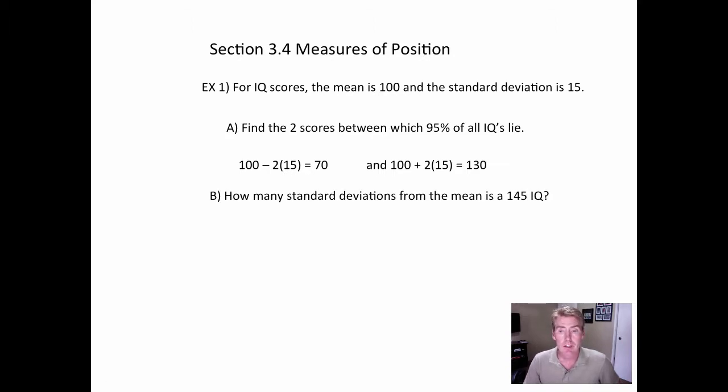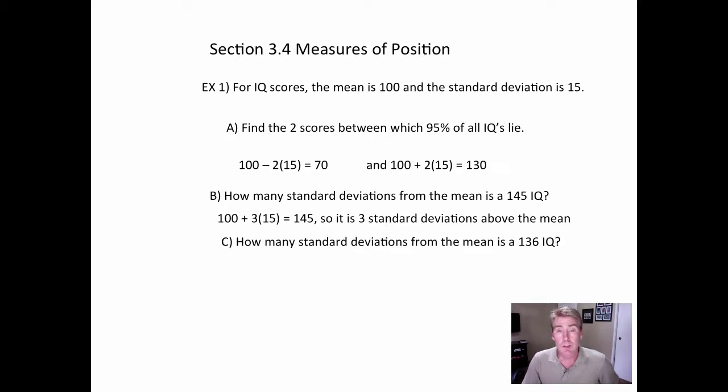So how many standard deviations from the mean is 145? In other words, if you start at 100, how much do you have to add on? And by how much, I mean how many times do you have to add on this 15 until you get to 145? Well, the answer is 3. So you have to add on three 15s in order to get to 145. So it's said to be 3 standard deviations above the mean.